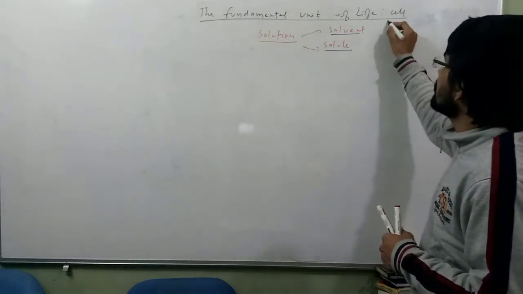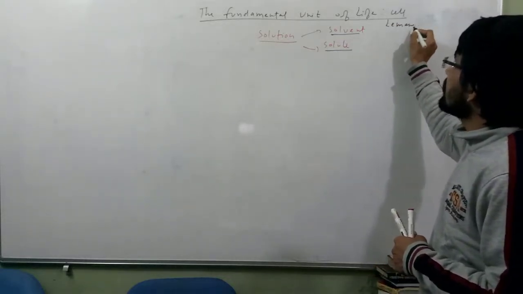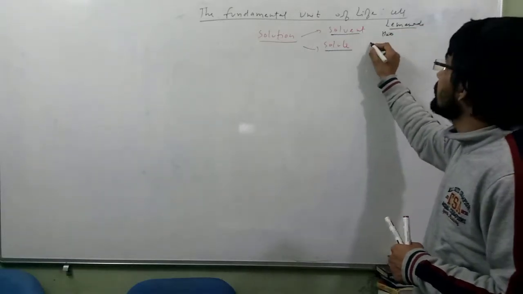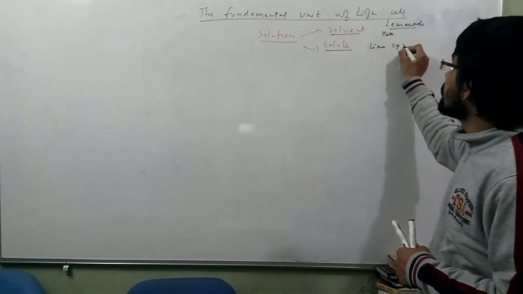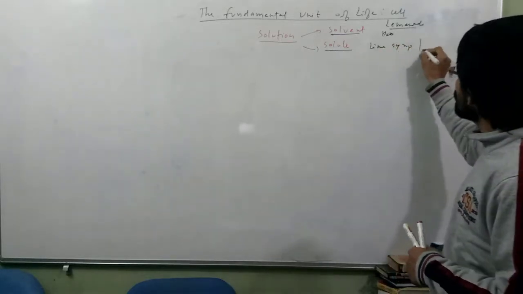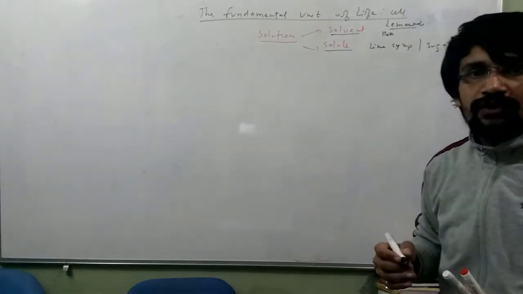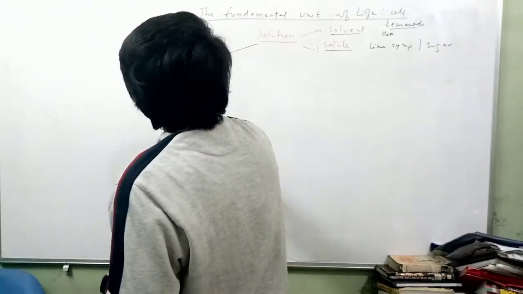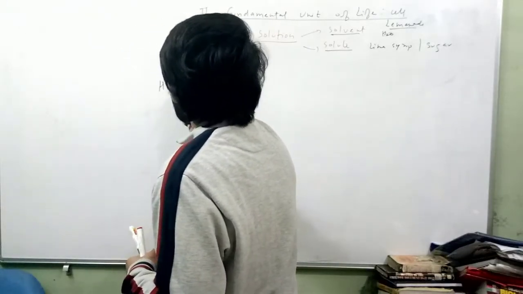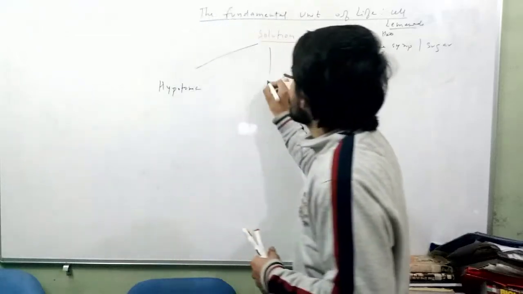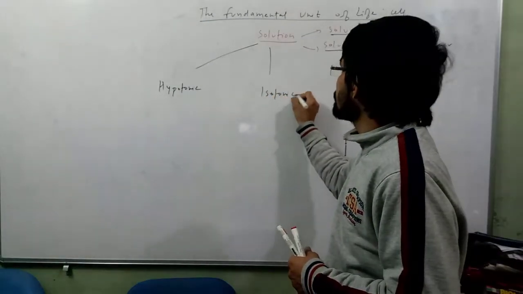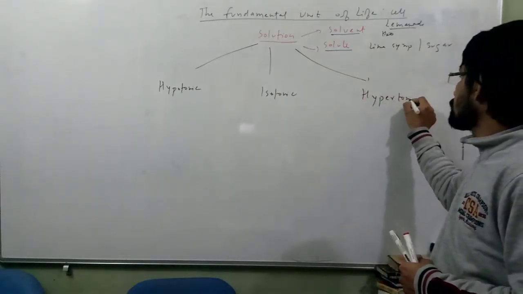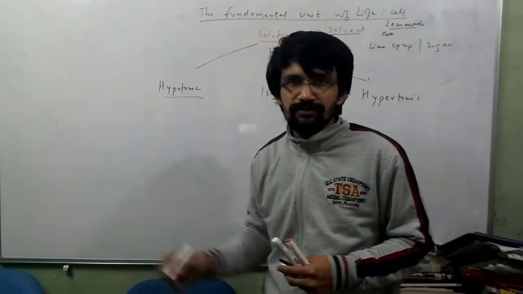The best example here we can take is lemonade. If you take the case of lemonade, the water will be the solvent, and the lime syrup will be your solute. Even sugar will be your solute. Is that clear, everyone? So we have divided the types of solution as hypotonic solution, the second one isotonic solution, and the third one hypertonic solution.